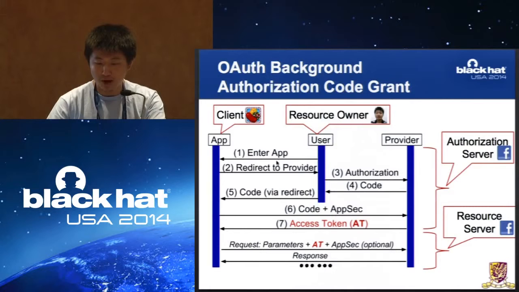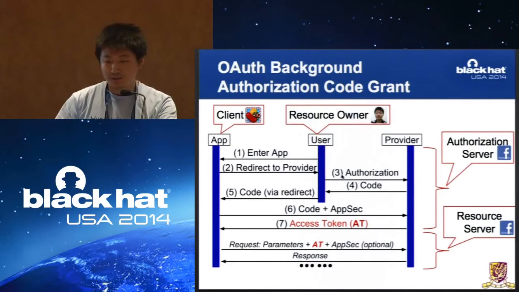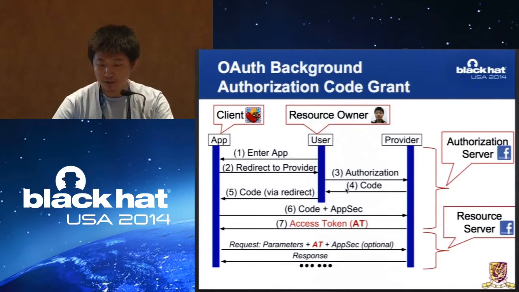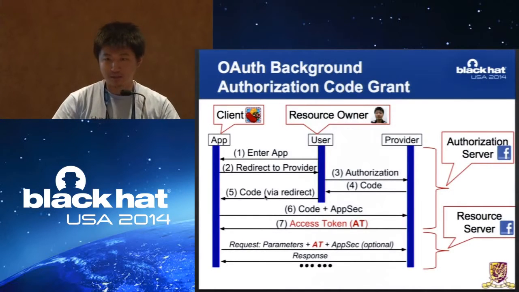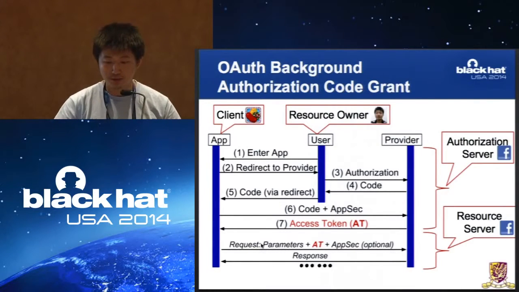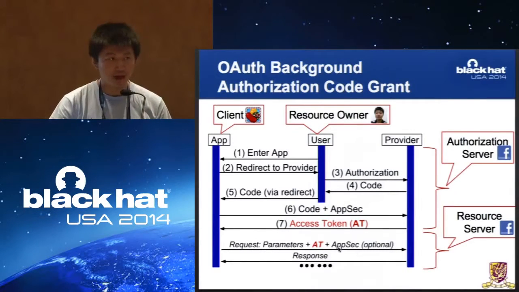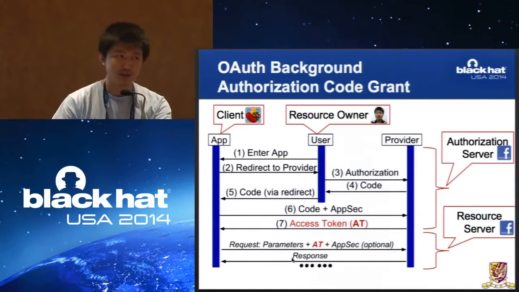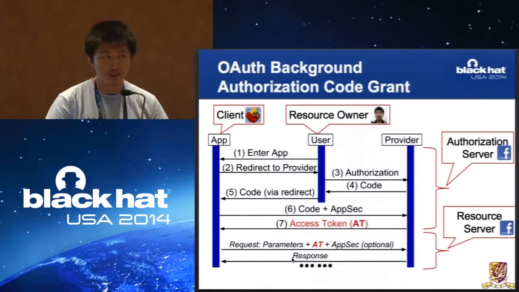So from 1 to 3, you already know that the user authorized on the provider and returned the code. And after this, there's something happening in the background. That is, the app will use the code together with the app secret we mentioned before to request the access token in this flow. And after that, the app can do some request, say post status. And here, the app will send parameters plus access token and app secret. This is optional, we'll show you later. And the provider will give some response, say the status posting successful or not, or here's your friend list.